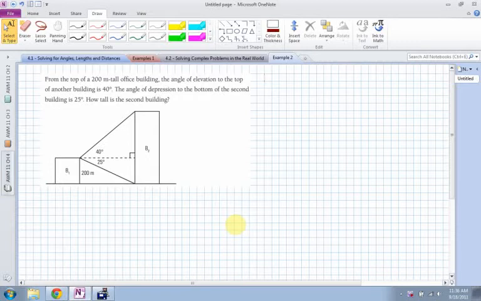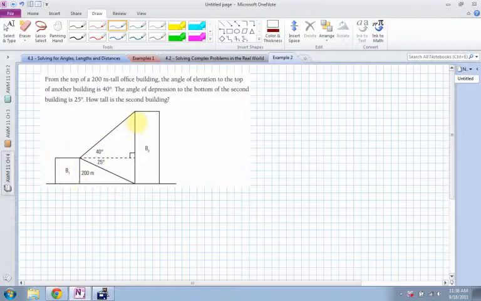All right, this example is taken out of your workbook. It's a question in the workbook, but I'm going to work through it as an example. So it's got two buildings here, building 1 and building 2. And it says from the top of a 200-meter building, so the smaller one is 200 meters tall, and it gives you the angle of elevation, which is 40.